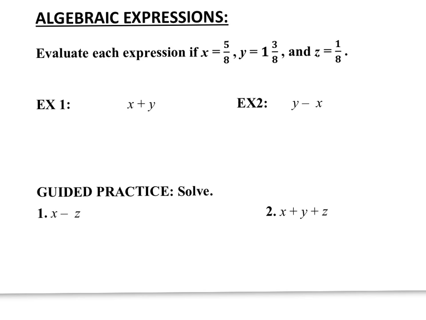Now in this section we're looking at algebraic expressions. The algebraic expressions are simply expressions where we substitute the numbers in for the variables, and we would solve it by either adding or subtracting these fractions. So for example number 1, I have x plus y. I notice that x, according to the directions, equals 5/8, and I'm going to add that to y, which is 1 3/8. So again, there are two ways I can do this problem. I could keep the whole number and just add the two fractions, or I can convert the mixed number to an improper fraction and solve it that way.